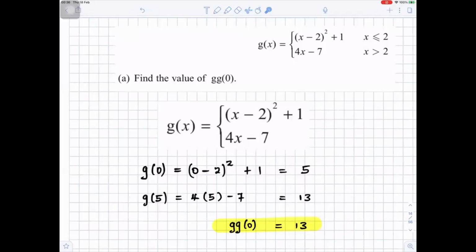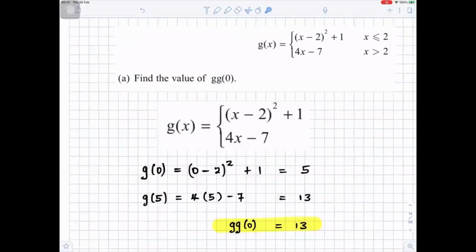So we want to find g of 0. So let's use the part on the right in front. Let's do g of 0 first. So we substitute 0. So that would be 0 minus 2 squared plus 1, which will give you 5. Now we've got 5. We now use that 5 and substitute into g. So g of 5 would be 4 times 5 minus 7. That gives you 13. So g of 0 is equal to 13.